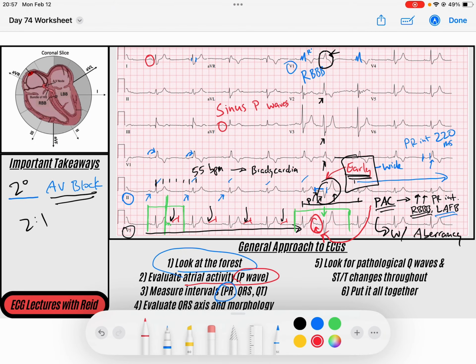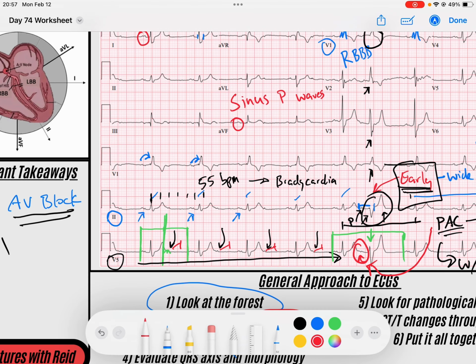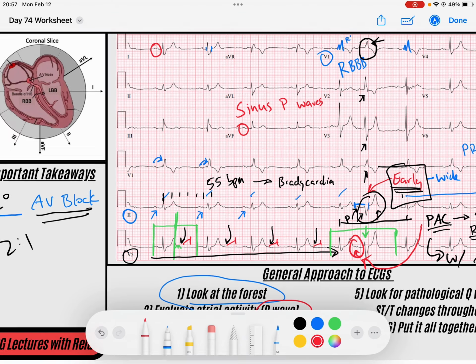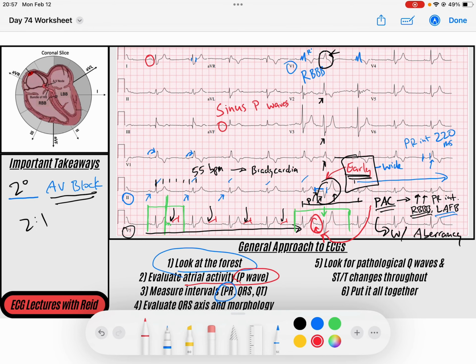Every other P wave that we just discussed that was blocked, interestingly enough, is a normal P wave. And you can see that the shape of the P wave, if you scan through all the leads, is the same. So by definition, we would say that this is a second degree AV block with 2-to-1 conduction. So really we would call this a high grade second degree block. We can't really call it a type 1 or a type 2 because we don't know if the PR interval is getting longer or shorter at baseline. So I hope that all makes sense.